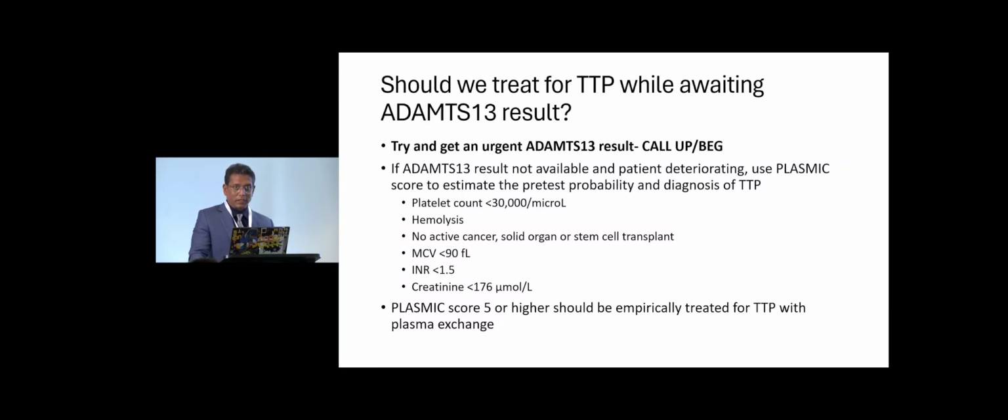But let's say you're not getting the ADAMTS13 in the next 24 hours. It's crucial to start treatment if you suspect it's TTP. Then please use the PLASMIC score. I'll let you look at that. Let it sink into your brains, I guess. There are 6 points here. 5 or higher, you empirically treat for TTP with plasma exchange.